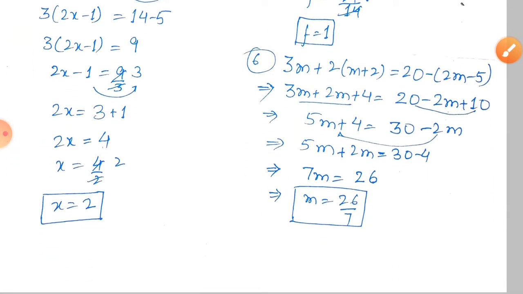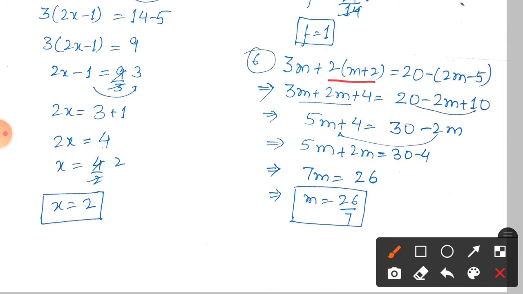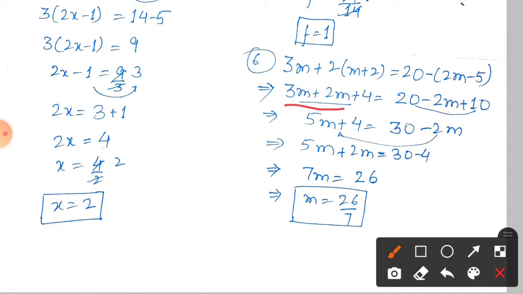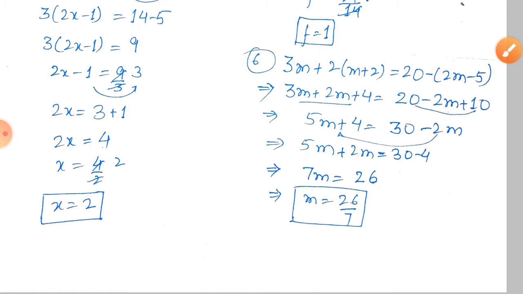Now next, the sixth question. In this also we will first open the bracket. Here 2 multiplied by m is 2m, 2 multiplied by 2 is 4. Then on RHS, once you open the bracket, the sign will be multiplied. It will be 20 minus 2m, and minus into minus will become plus 10, and thus add the like terms. Once you add the like terms, 3m plus 2m will be 5m, and 20 plus 10 will become 30, and again transposing 2m towards the left side, we get m is equal to 26 by 7.